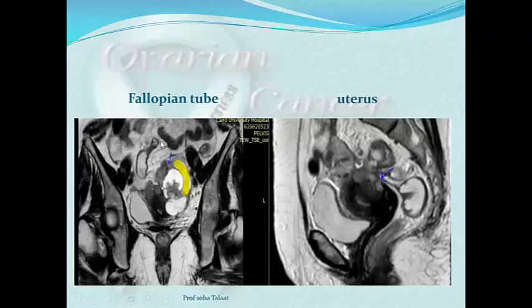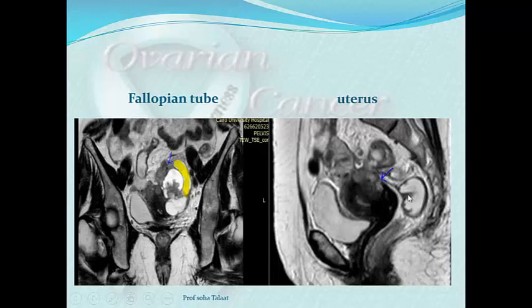This is a case. Here we have a complex solid and cystic lesion, and this complex solid and cystic lesion is infiltrating the fallopian tube. This is the fallopian tube, and there is a mass inside. Remember the last lecture, we said that the mass in the fallopian tube is mostly metastatic from genital organs. And then we have also infiltration of the uterus by this mass. This is infiltration of the myometrium.